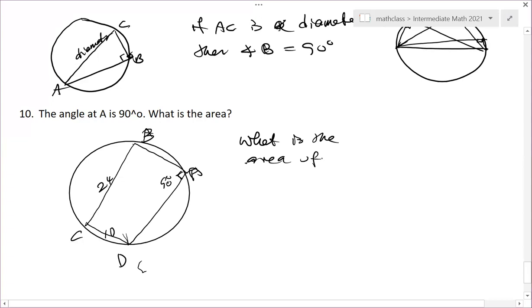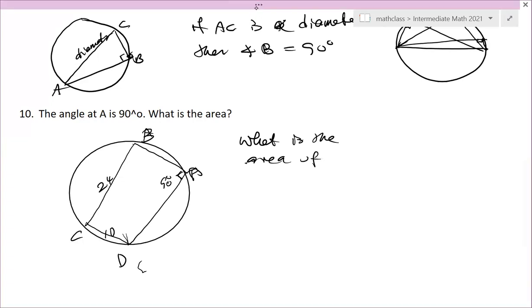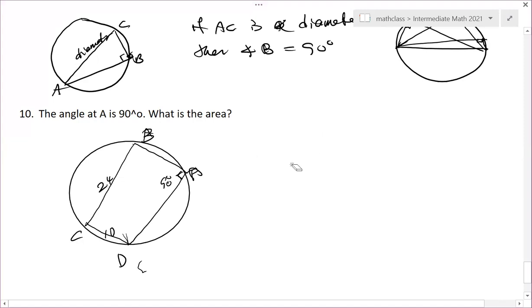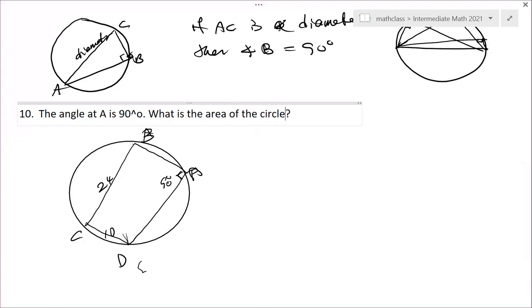I don't need to write. I just change the problem a little bit. What is the area of the circle? Area of the circle. Come on, area of the circle involves pi, right?